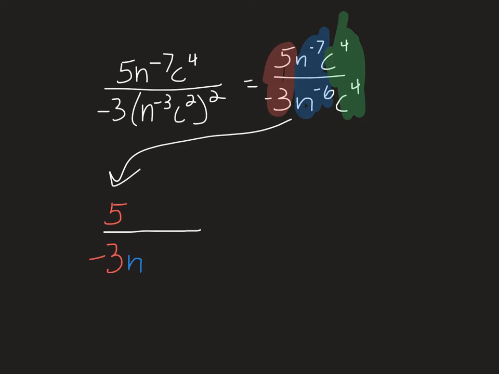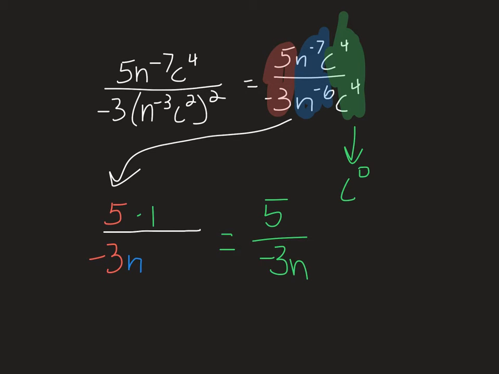And then lastly, c to the 4 divided by c to the 4. They cancel each other out, right? If I did the quotient rule, I get 4 minus 4 is 0. So if I simplified this, I'm going to get c to the 0. Alright? And that, my friends, is equal to 1. So anything to the 0 power is equal to 1. And I don't have to write times 1 or anything up here. I can write times 1, but it doesn't do anything. So the final answer here is going to be 5 over negative 3n.